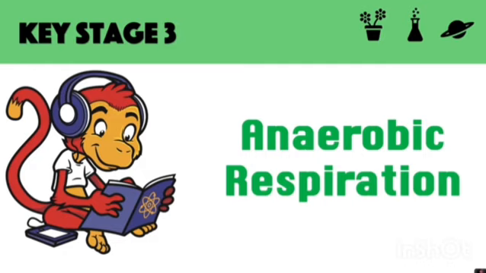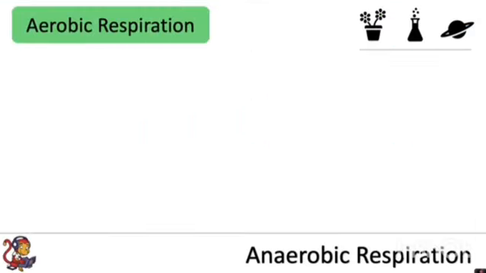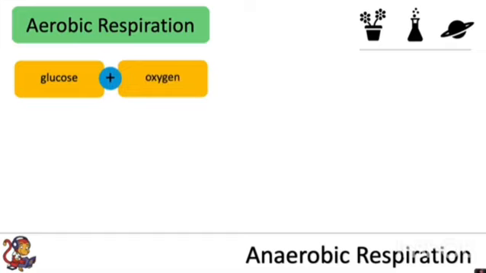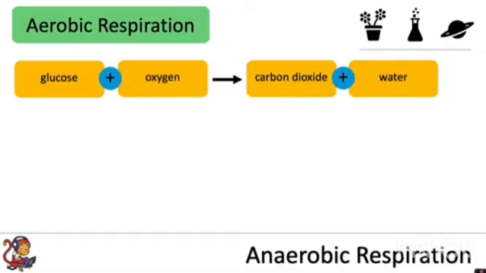In this video, we're going to look at anaerobic respiration. We've looked at one type of respiration before called aerobic respiration. And in aerobic respiration, glucose and oxygen reacted together to produce carbon dioxide and water. And the whole point of respiration is to release energy. So often in brackets, you will see plus energy written at the end of the equation as well.